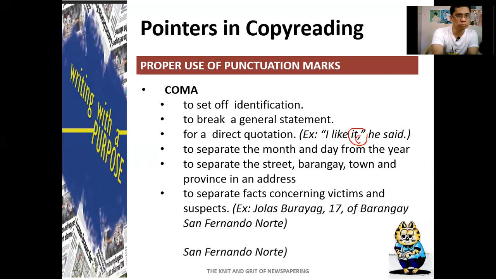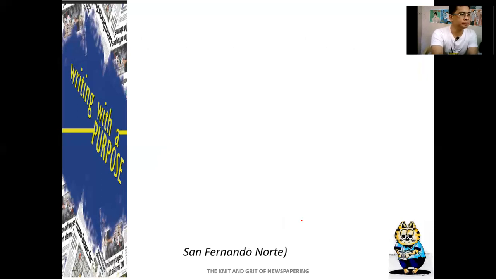So, katulad nito. Okay? To separate the month and day from the year, obviously. To separate the street, barangay, town, and province in an address. So, ito yung sinasabi ko na nagkakalimutan tayo sa paglalagay ng comma. So, maglagay tayo ng comma dyan. Series kasi yan. To separate facts concerning victims and suspects. Let's say, for example, Holas Burayag, comma, 17, comma, of Barangay San Fernando Norte. So, sa ganitong format ng isang sentence, usually makikita natin yun sa isang news article.